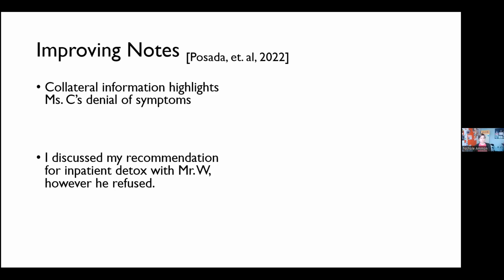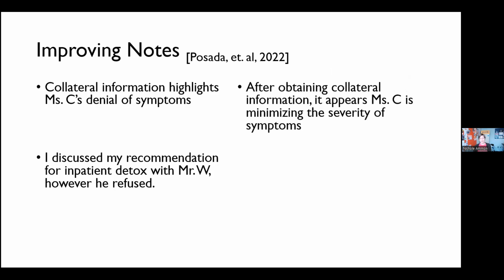Sure. The example that they gave in that article was after obtaining collateral information, it appears Ms. C is minimizing severity of symptoms. But yeah, disagreed would work. Next: discuss my recommendation for inpatient detox with Mr. W, however, he refused.